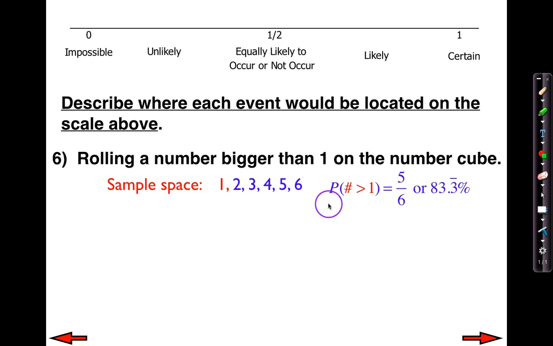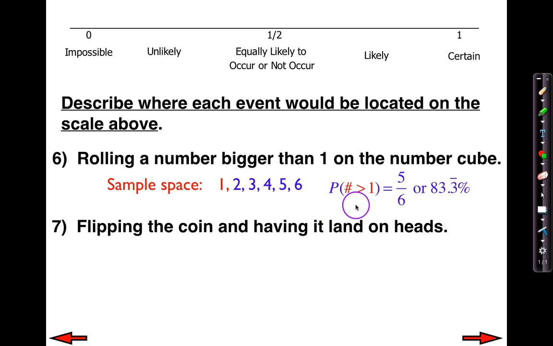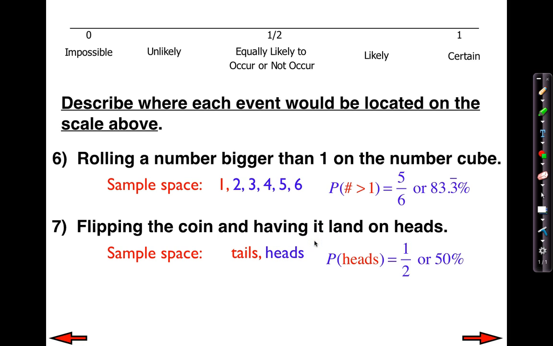Real quick, this capital P, you would read it as the probability of getting a number greater than 1. That's what it is. Number 7, flipping the coin and having it land on heads. So if we look at the sample space for flipping a coin, we know there's heads and there's tails. So it's asking us, what are the chances it's going to land on heads? Well, it's a 1 out of 2 chance, so that's 50%. So I'm going to go ahead and say it's equally likely to occur or not occur.